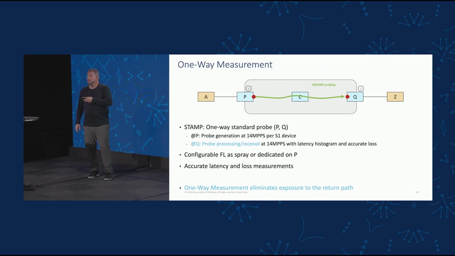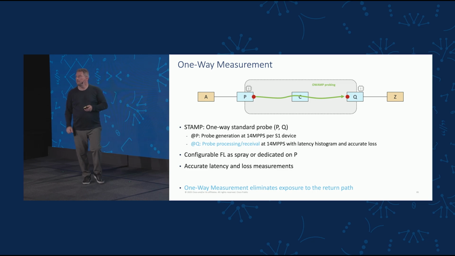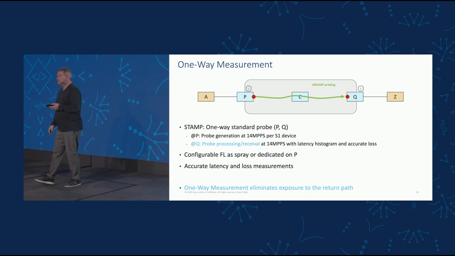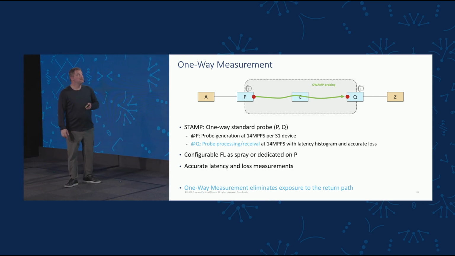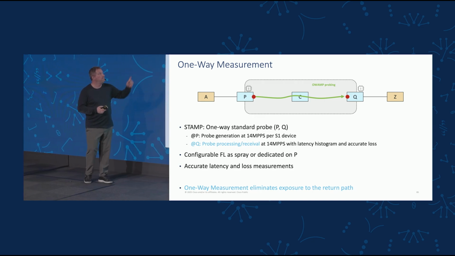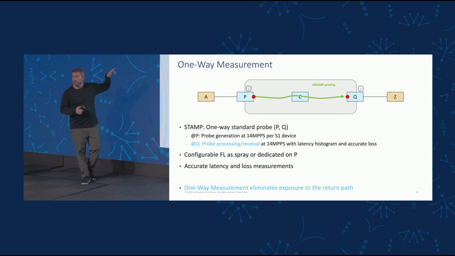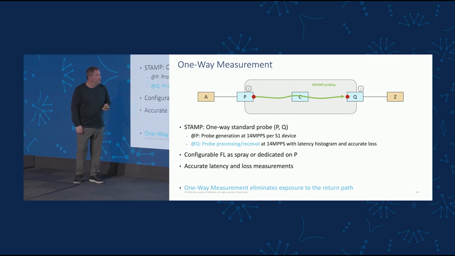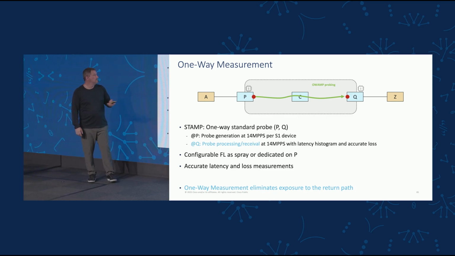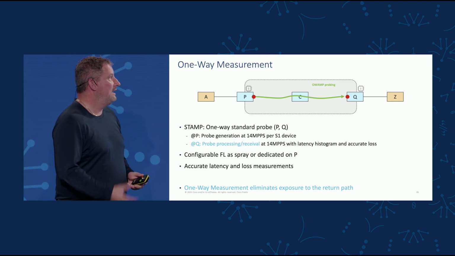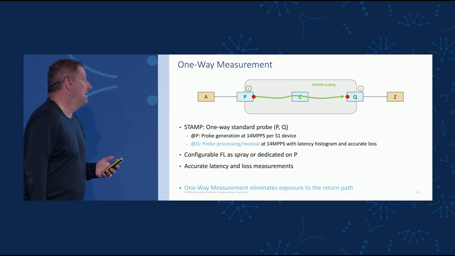We use one-way measurement. Earlier, I talked about network asymmetry, especially for loss or liveness. So it's a technique. Everybody knows TWAMP, where the T stands for two. So OWAMP: O stands for what, you think? Yes, one, right? So it's a one-way standard probe from P to Q, and then you configure another one from Q to P, okay? The probe generation, obviously, is at 14 million PPS per Silicon One device, and a Q node can be the target of many other PEs, and can gobble up to 14 million PPS.